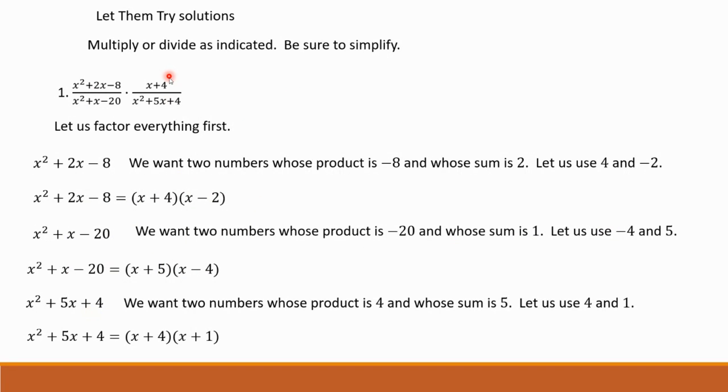Finally, we have this one. The x plus 4, you can see we really cannot factor, right? You can't break that down any further. So for this one here, this denominator, we want two numbers whose product is 4 and whose sum is 5. All right, which numbers do that? 4 and 1. They do that.